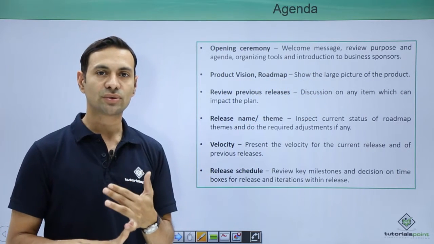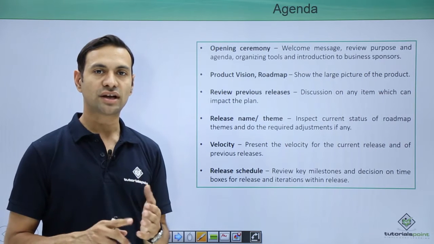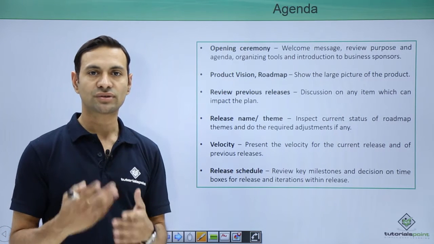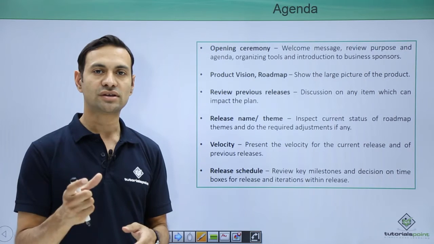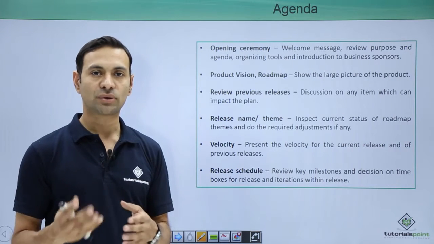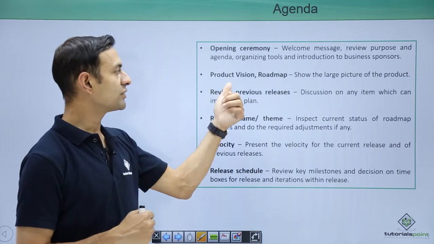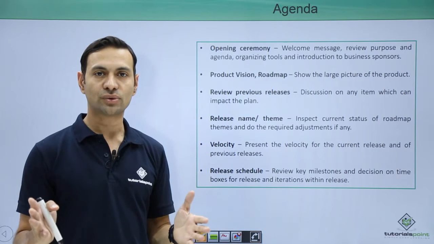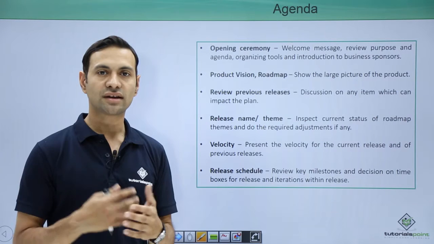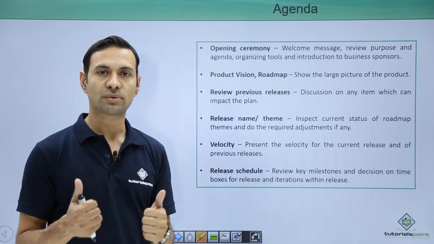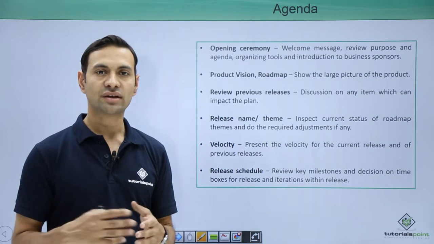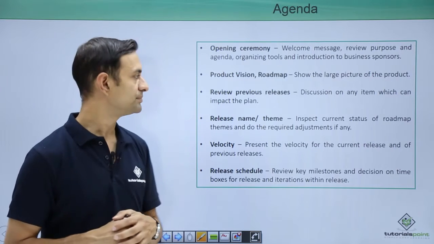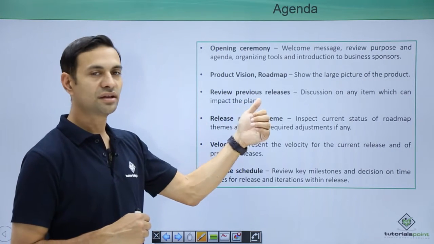What are we going to do in this particular release plan so that after a 3-month or 6-month cycle we have these features developed or enhanced in the product? We have the product vision and the roadmap. It shows a large picture of the product as a whole, which says that down the line in 2 years or 3 years, this is the actual product that we are going to deliver or see in production. Review previous releases.